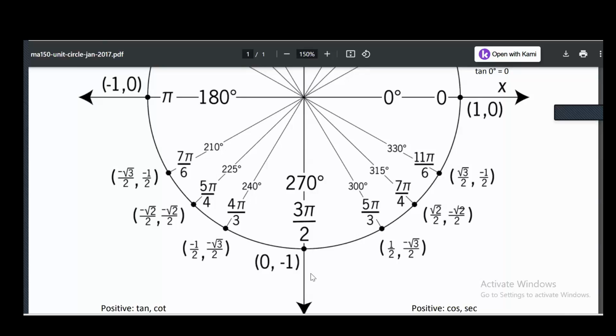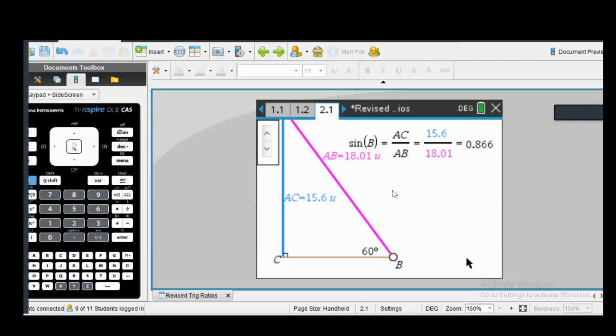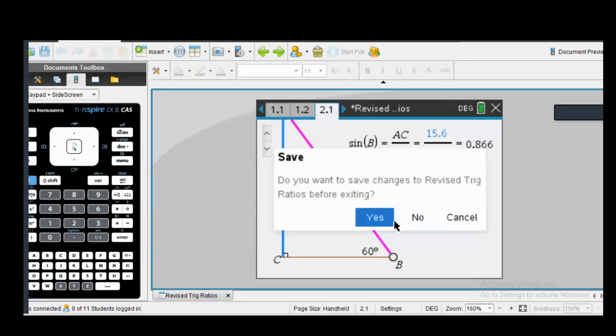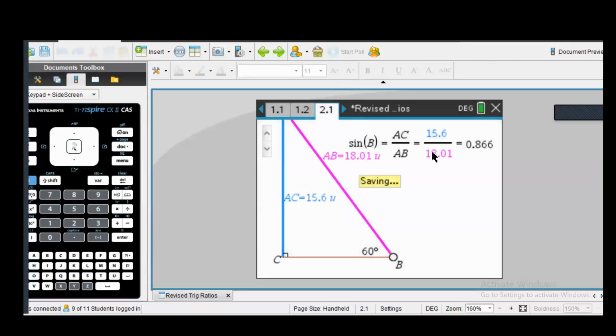All right, so okay. So let's start a new document. Let's just save it.